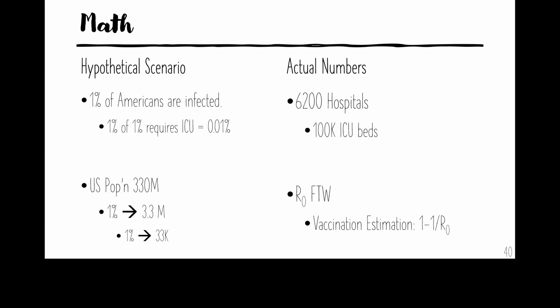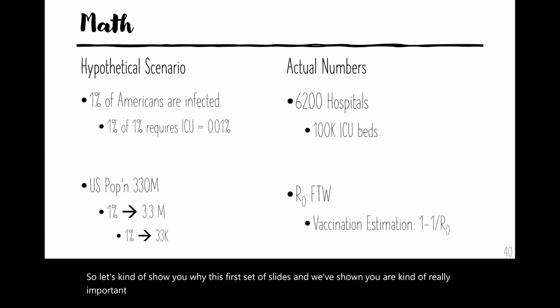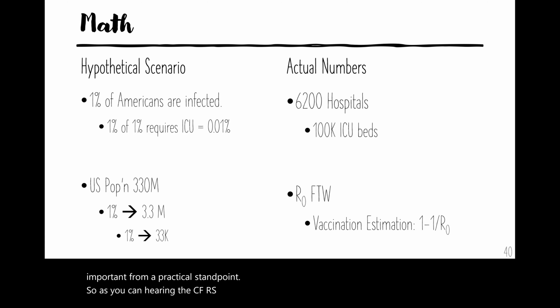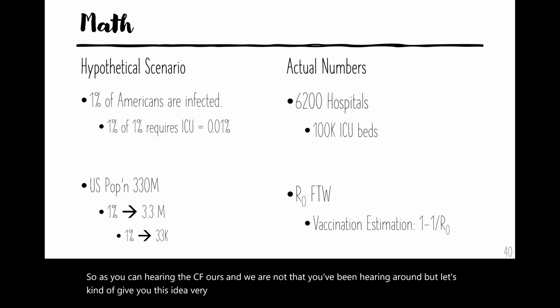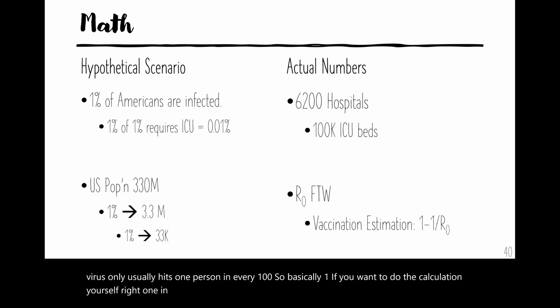So let's show you here a hypothetical scenario, right? Let's show you why these first set of slides that we've shown you are really important from a practical standpoint. So as you've been hearing, the CFRs and the R0s that you've been hearing around, but let's give you this idea of a very, very basic set of math, right? Let's pretend that the virus only usually hits one person in every 100. So basically 1%, if you want to do the calculation yourself, right? 1 in every 100 Americans are affected.